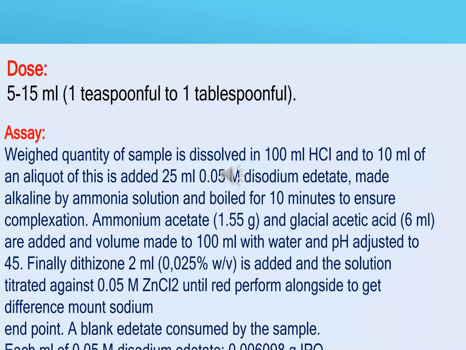at a concentration of 0.025% weight by volume, is added and the solution titrated against 0.05 molar zinc chloride until a red color appears. Endpoint: the difference gives the amount of edetate consumed by the sample. Here is the factor: each ml of 0.05 molar disodium EDTA is equivalent to 0.006098 gram of sample.